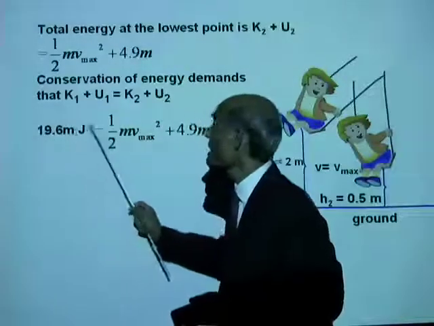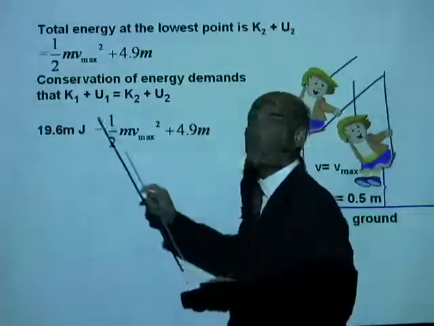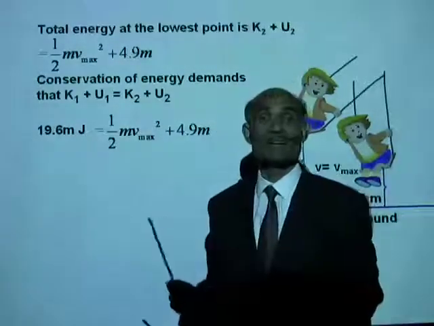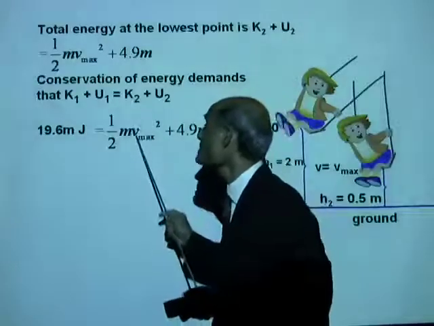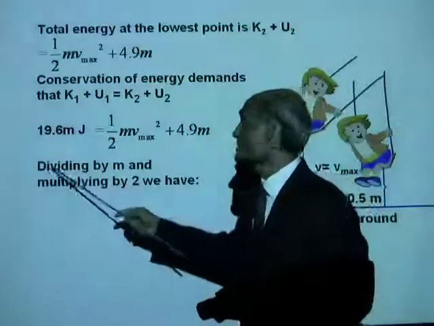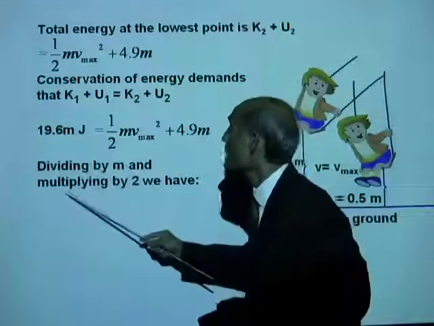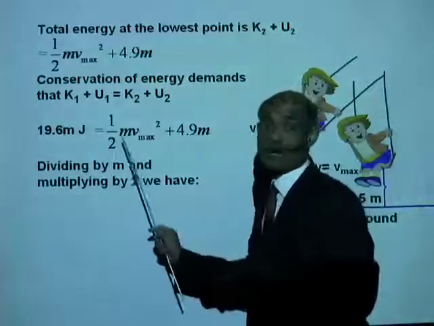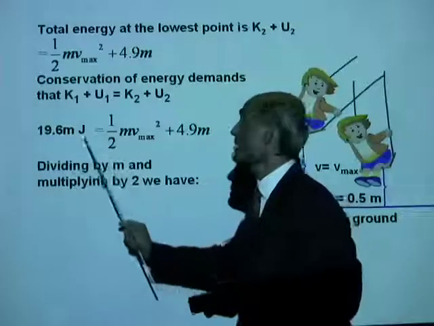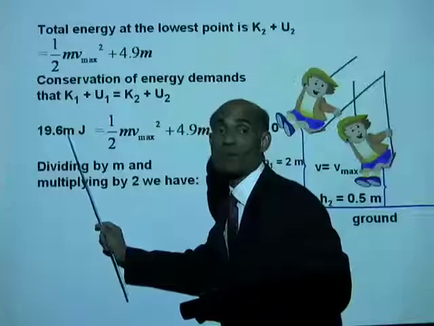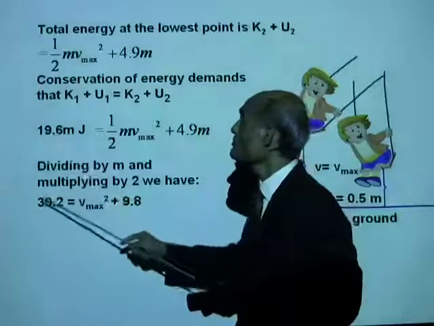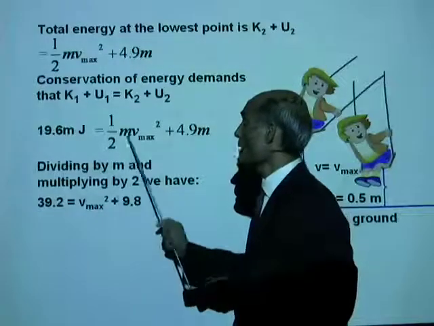Now look at the beauty of this equation. You see m appears in every term. You can divide by m throughout and that will disappear. That means the only unknown term is v max. We can now solve for it. So dividing by m and multiplying by 2. Well, multiplying by 2 will eliminate this 2 here. So what will you get? Dividing by m and multiplying by 2, this will become, what is that? 19.6 times 2 is 39.2.